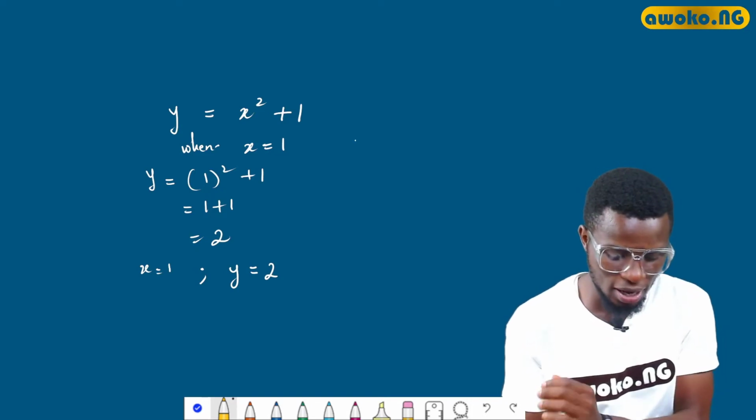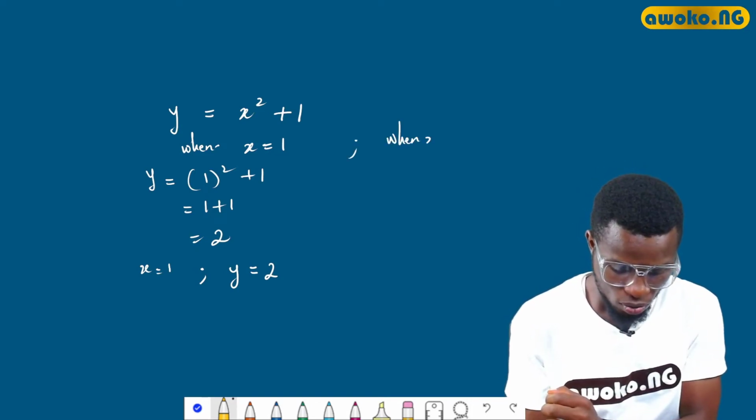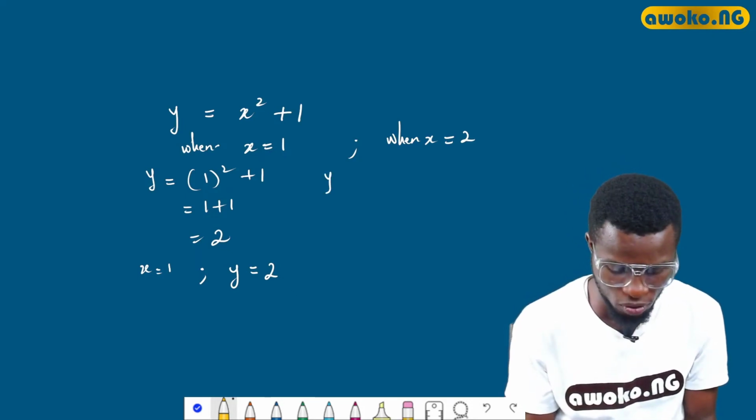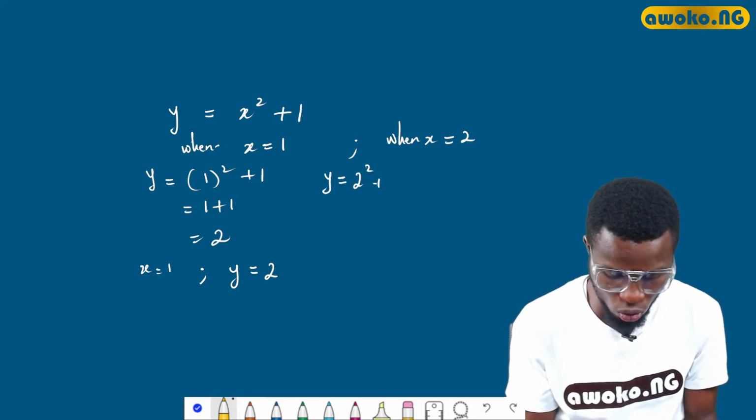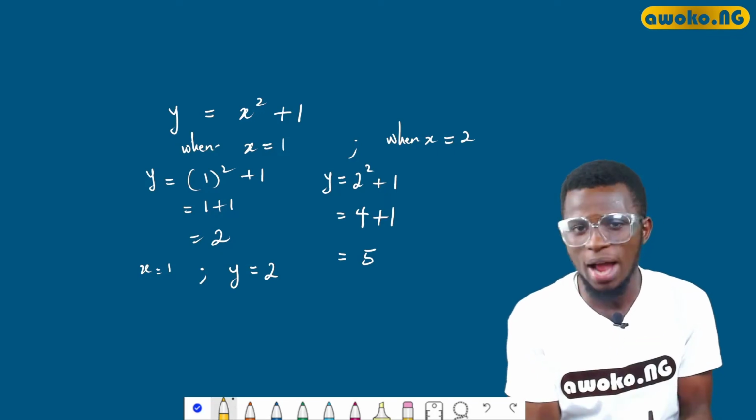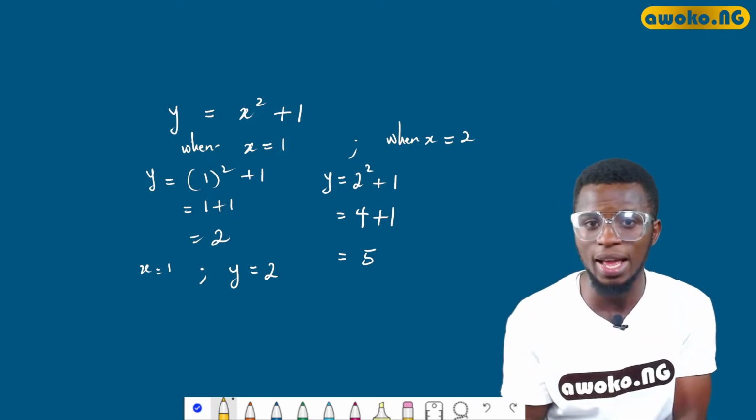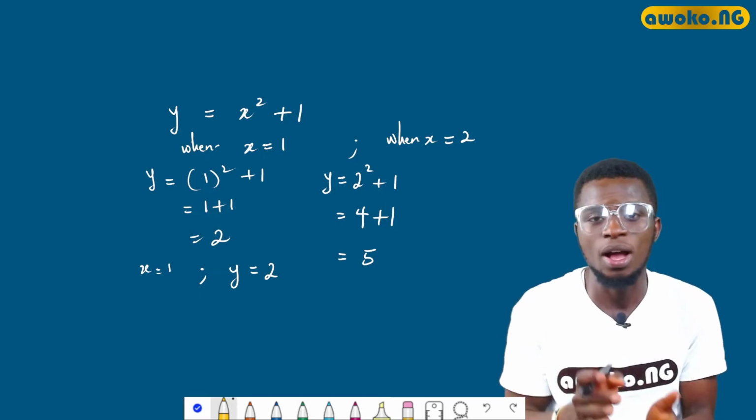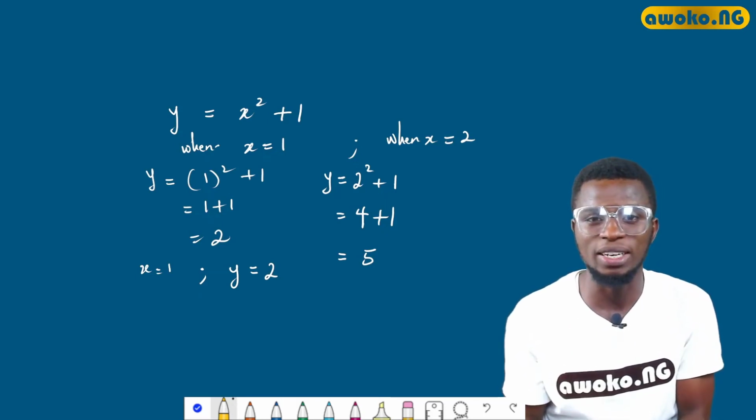Let us consider another case where x is equal to 2. If x equals 2, therefore y will be equal to 2 squared plus 1, which gives us 4 plus 1, and this is 5. This shows that y depends on variable x. In that sense, it means that y is the dependent variable and x is the independent variable.